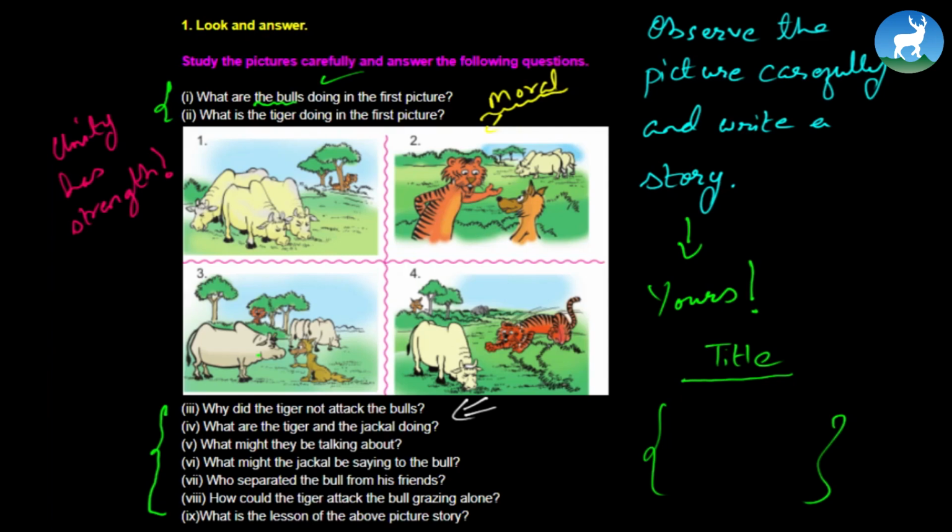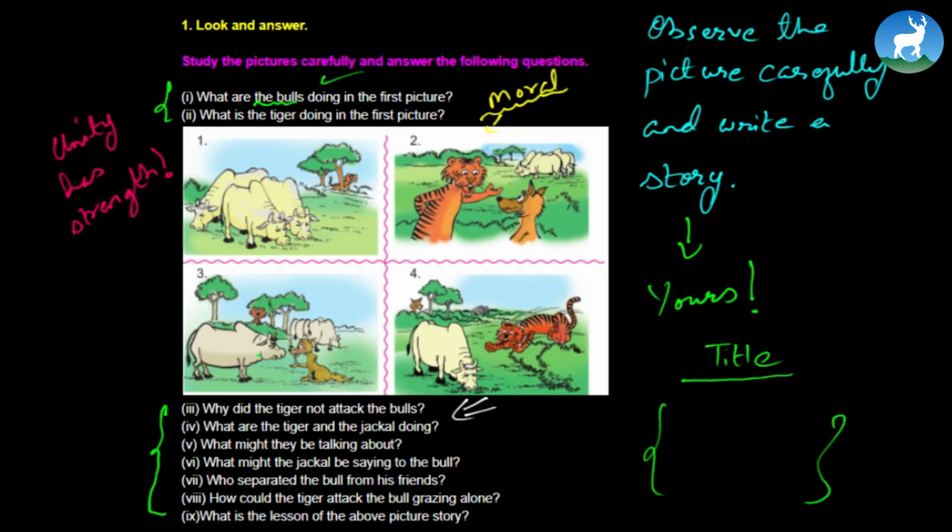And look at that. Jackals are known to be very cunning and very clever. So one of the jackals approaches the bull and he isolates one of the bulls here. Now the bull is all alone here. And when the bull is all alone, the tiger attacks. See? So it's always dangerous when you're alone. Why did the tiger not attack the bulls?